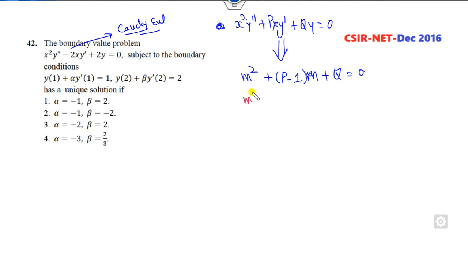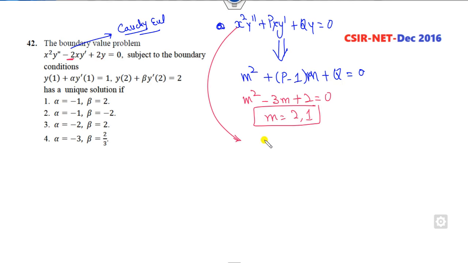So what are the solutions? P is my minus 3, q is my plus 2. So the solutions will be 2 and 1. So once it is a Cauchy-Euler, the solution will be C1 x raised to power 2 plus C2 x raised to power 1. Now you can substitute here. What is y at 1? C1 plus C2.